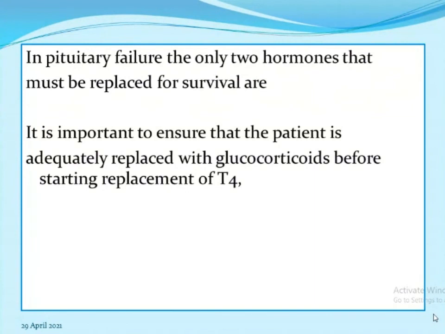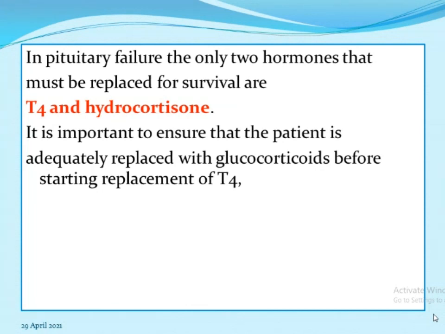And in pituitary failure, the only two hormones that must be replaced for survival are, anybody can answer this question? What are the two hormones which are essential? دكتور T4. Cortisol, thyroxine. You are both true. T4 and hydrocortisone, these are the essential, but as I said, hydrocortisone is the first to be supplied. It is important to ensure that the patient is adequately replaced with corticosteroid before starting T4.